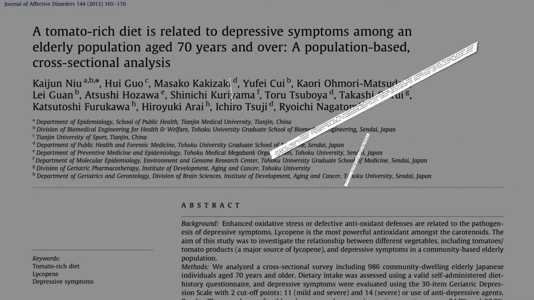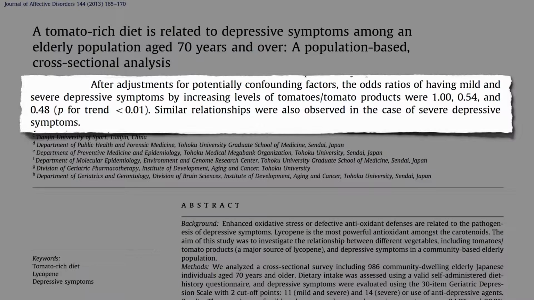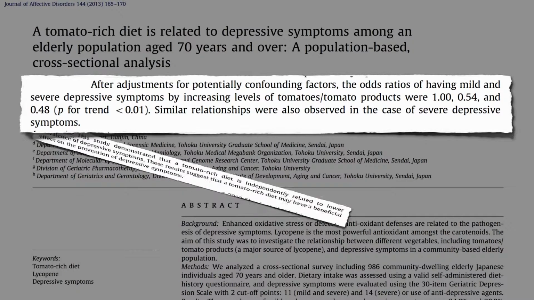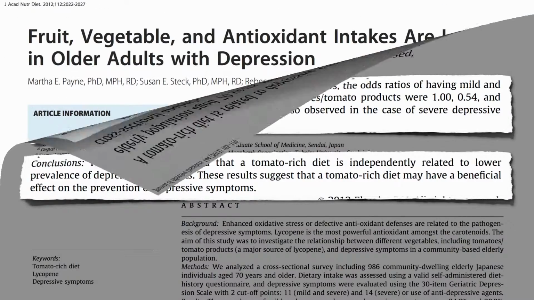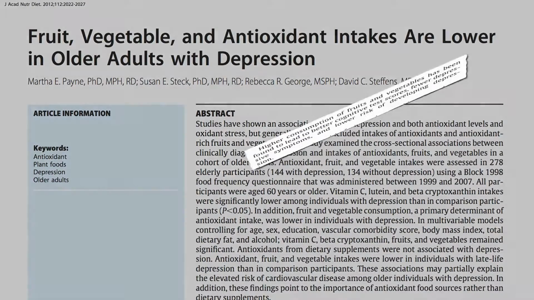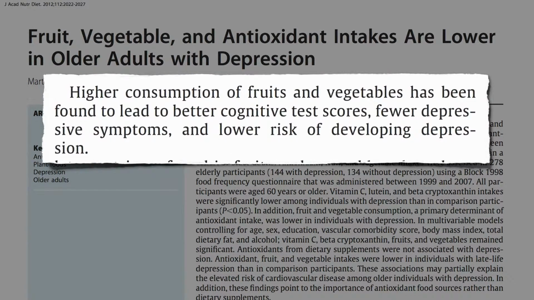And in a study of about 1,000 older men and women, those who ate the most tomato products had about half the odds of depression. The researchers conclude that a tomato-rich diet may have a beneficial effect on the prevention of depressive symptoms. Higher intake of fruits and vegetables has been found to lead to a lower risk of developing depression.